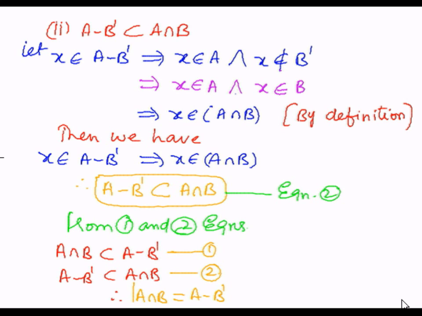So in this manner, we have proved the first case, that is A intersection B equals A minus B dash. Then now let us go for the second one.